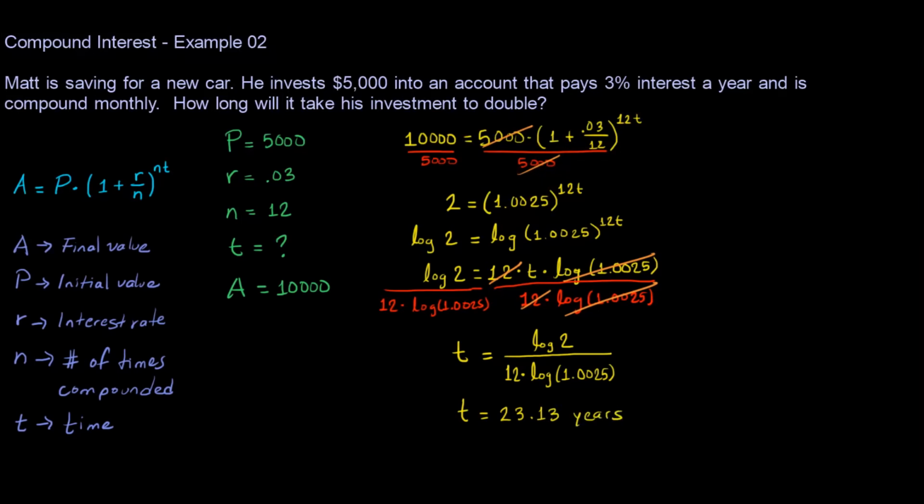years. And this is actually what this result means. This 23.13 years is how long it will take for this investment of Matt to double, to get to 10,000, starting from 5,000. With a 3% interest a year, you have to wait 23.13 years in order to double your investment. So actually that will be all for this video.